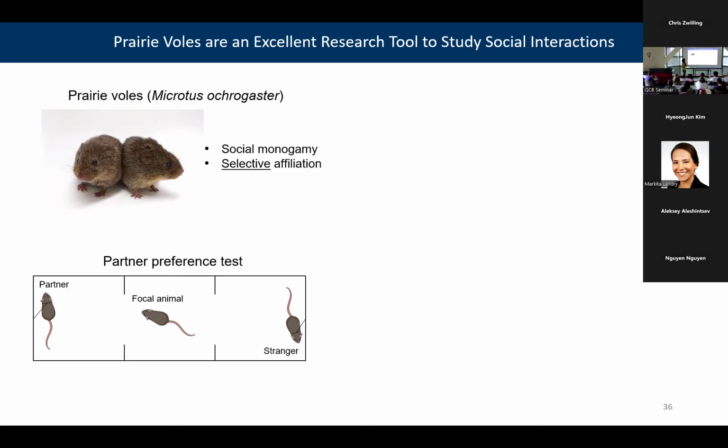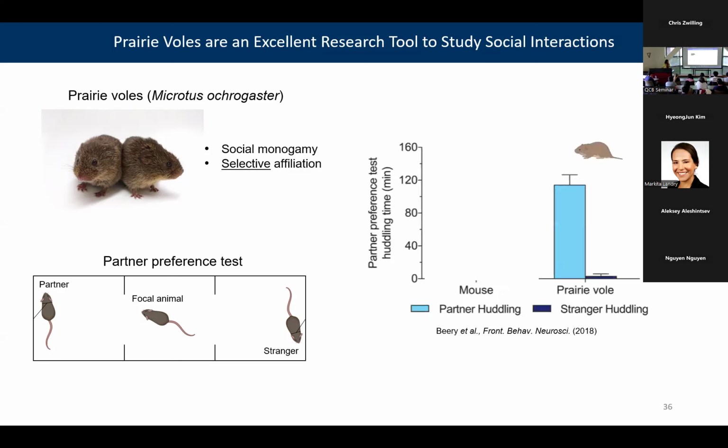And then we place one of the partners and we tether them to one side of a box. We tether a stranger vole to the other side of the box. And then we have basically the friend of this animal in the middle. And we measure the amount of time that vole, the focal animal, chooses to spend huddling with its known partner versus a stranger. And again, these are all non-reproductive assays done with the same sex partner.